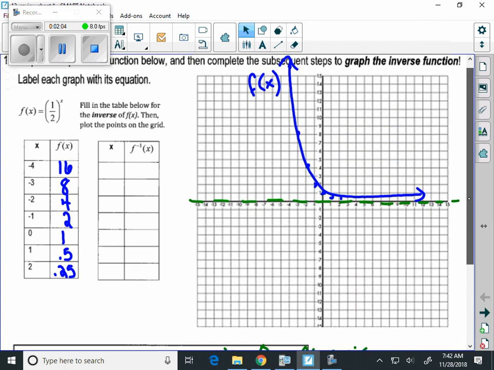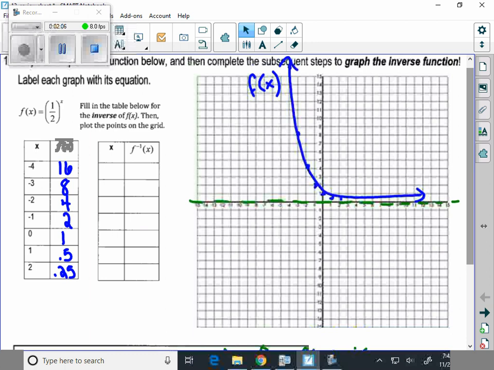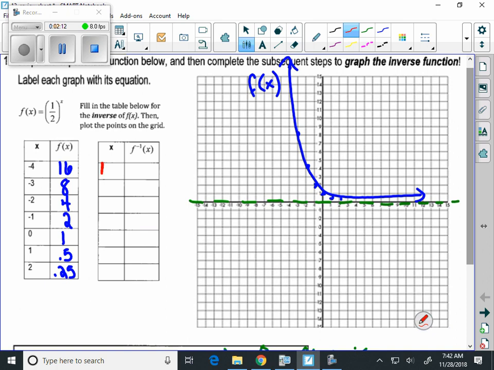Now it says fill in the table below for the inverse of f of x. And what that means is we're going to switch these. Negative 4, 16 becomes 16, negative 4. Negative 3, 8 becomes 8, negative 3. Negative 2, 4 becomes 4, negative 2, and so forth. 2, negative 1, 1, 0, 0.5, 1, and 0.25, 2.